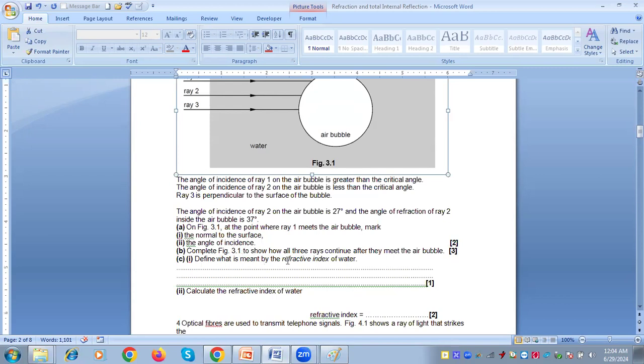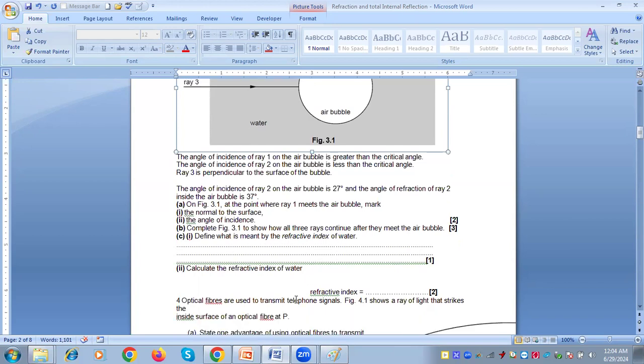Complete figure 3.1 to show all three rays continue after they made the air bubble. Now define what is meant by refractive index. Ratio of velocity of light in air divided by velocity of light in water.